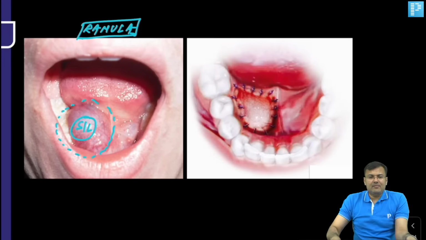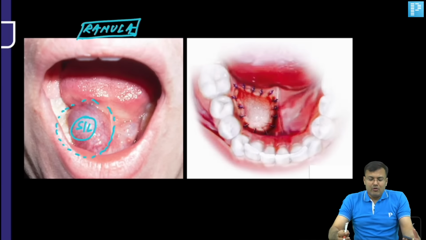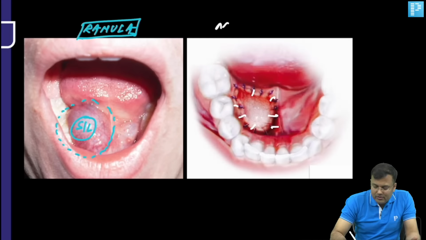You give the incision and what you do? You suture the wall in surrounding. So, आप wall को surrounding में suture कर दीजिए. So, what is the name of this treatment? This is known as marsupialization.